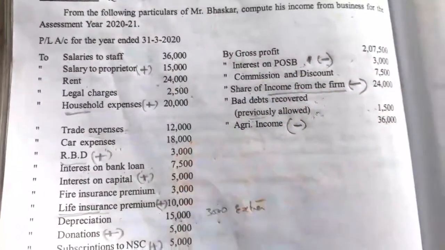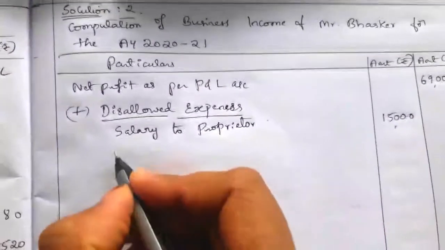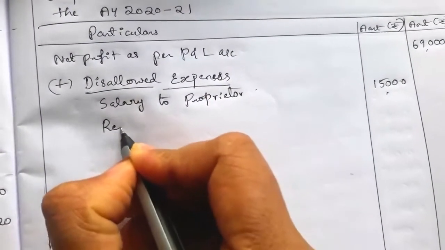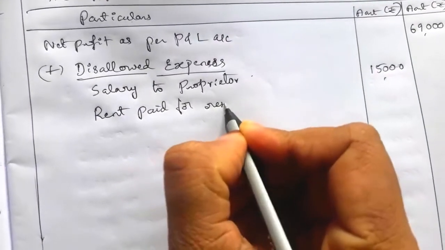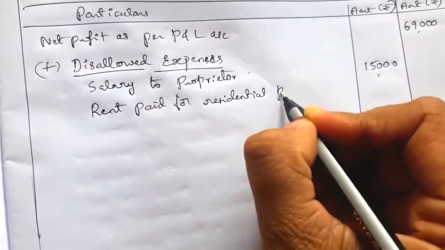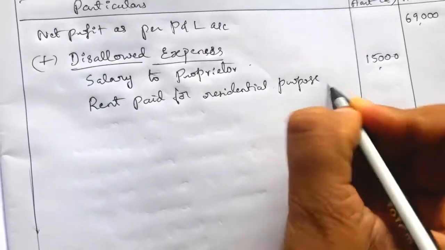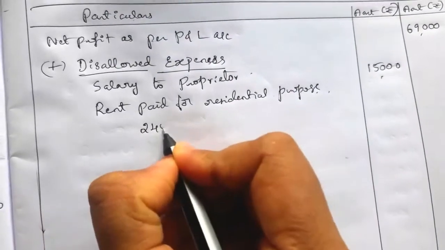The remaining 50% is disallowed. So out of 24,000, 50% is disallowed. The part disallowed is the rent paid for residential purpose. Rent paid for residential purpose should be disallowed because it is not relating to business, so we have to disallow it.